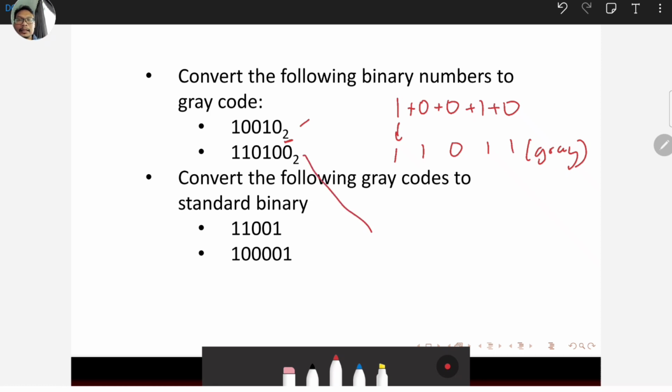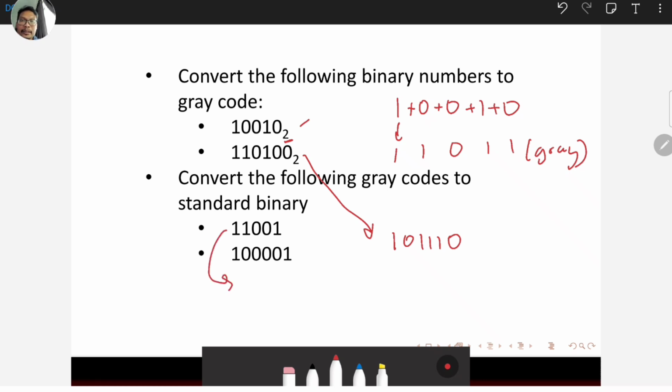And you do the same here. If you do this correctly, for 110100 we are going to get a gray code of 101110. Same method as this.